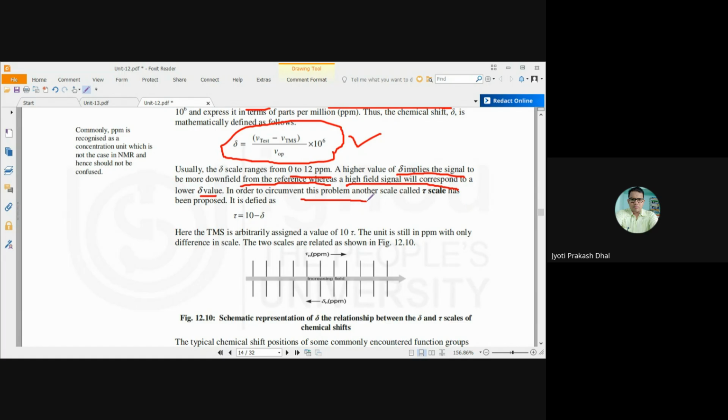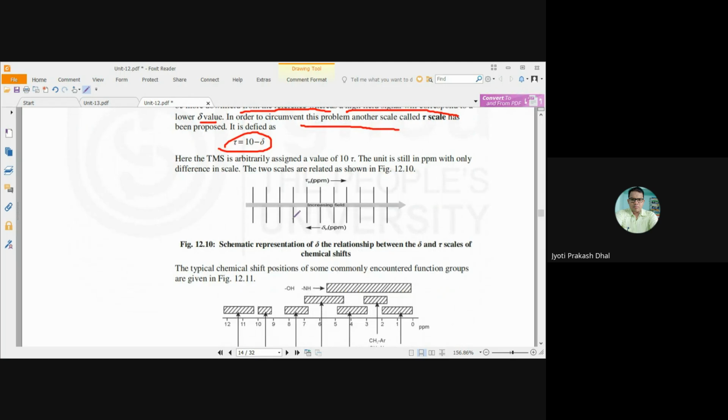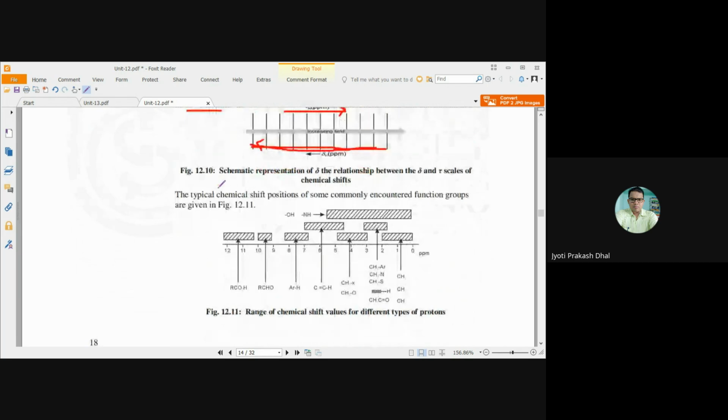solve this problem, another scale, called the tau scale, has been proposed, where tau equals 10 minus delta. Here this is the delta scale, and the lower one is the tau scale. In the delta scale the delta value increases from right to left, and the tau value increases from left to right. The TMS is arbitrarily assigned 10 tau. The unit is still ppm, and the only difference is in the scale.